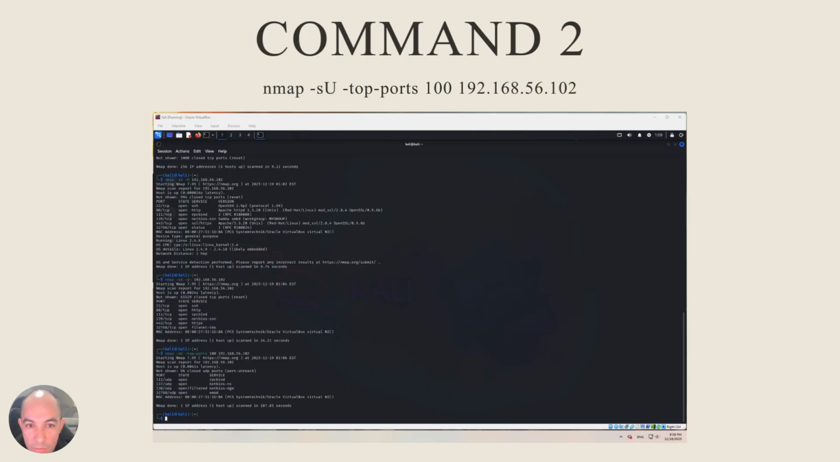This is command number two, nmap -sU --top-ports 100. Focus on the top 100 UDP port findings. No critical UDP service is open, but it helps rule out additional vectors like ICMP.